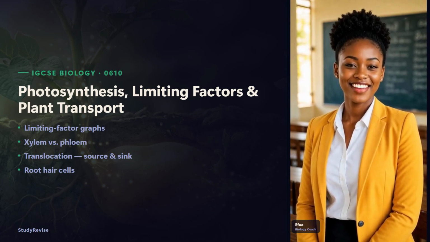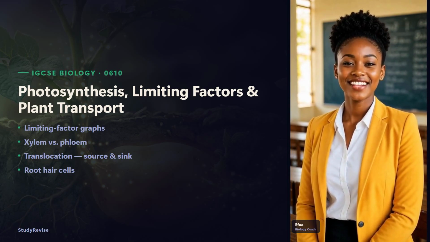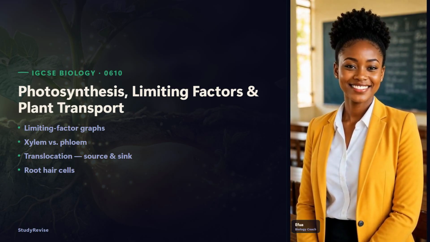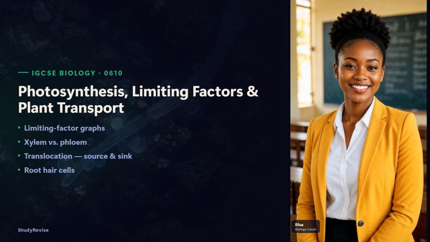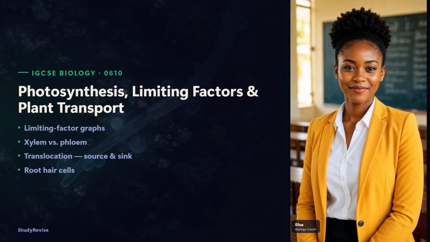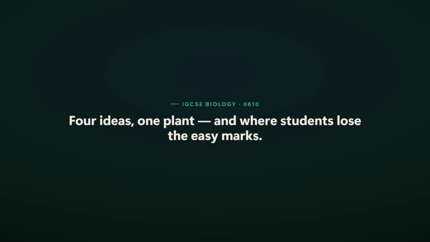Reading a limiting factor graph correctly, telling xylem from phloem, understanding what actually moves where in translocation, and one surprisingly common mistake about root hair cells. Take your time. There's a real skill buried in each one. Let's start with the graph that trips up more people than almost anything else in this topic.